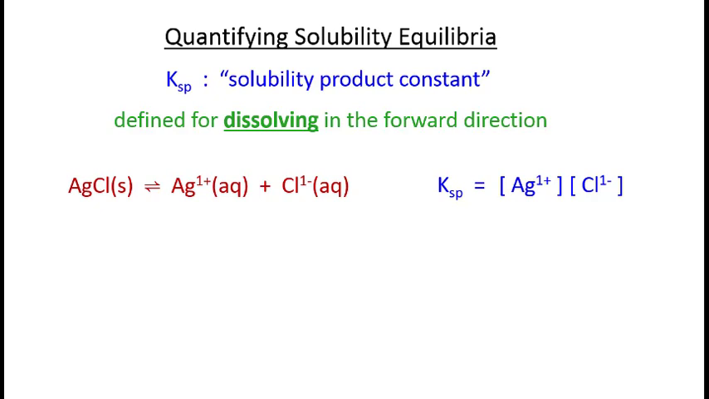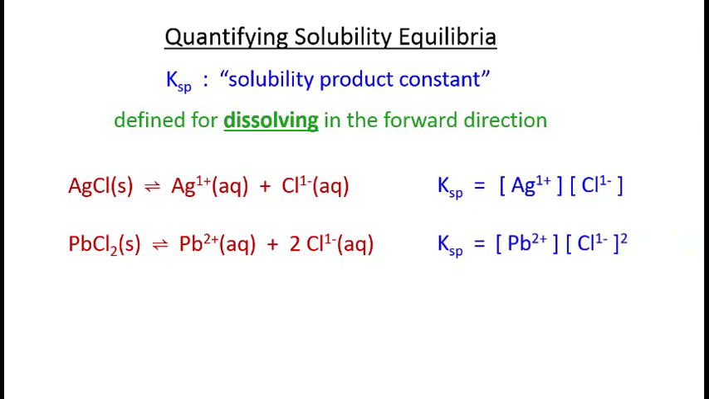silver chloride does not appear. If we wanted to write an expression for Ksp for lead-2 chloride, the balanced equation we would use is PbCl2 as a solid going to aqueous Pb2+ ions and 2 moles of chloride ions. So the expression for Ksp would be Ksp equals the concentration of Pb2+ times the concentration of Cl- squared.